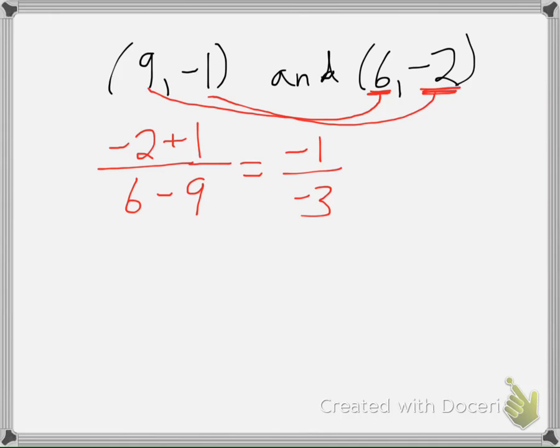Jake, that's very entertaining, but probably not really what you need to be doing right now. So negative divided by negative means my slope is really positive 1/3.